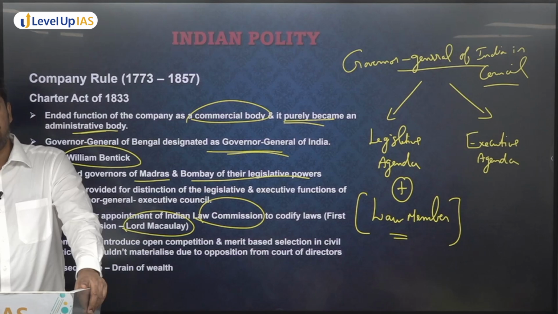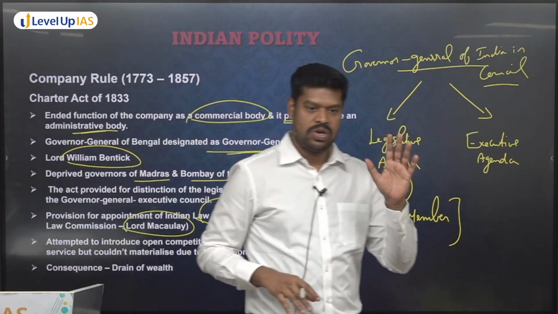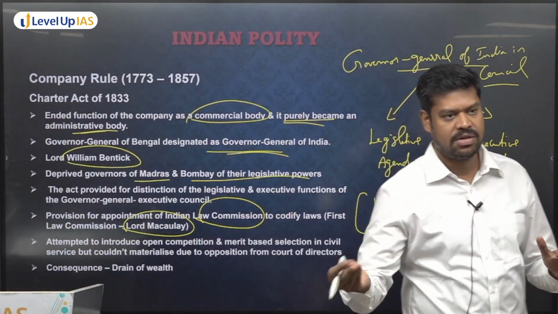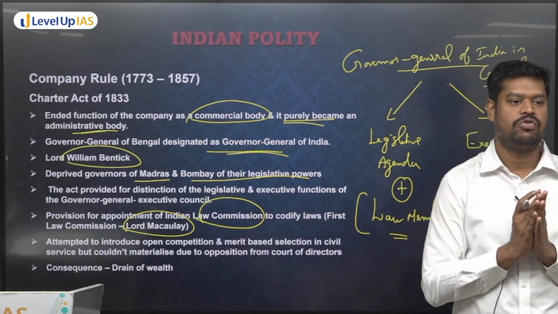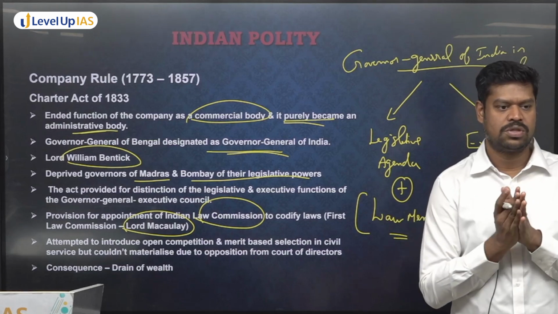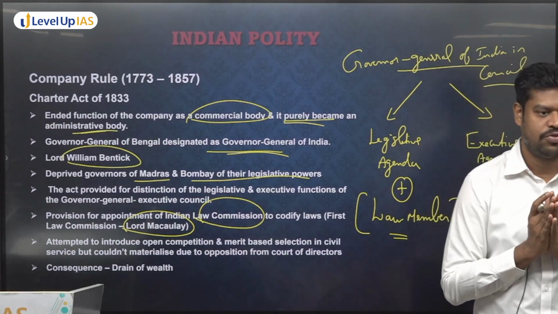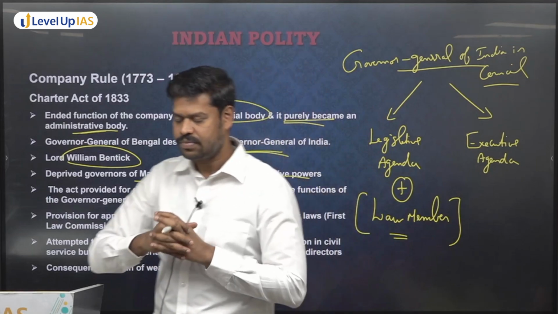It was the Court of Directors, not the Board of Control. The Court of Directors still continued to exist. They also had the money from the British, the taxes that were collected from the native Indians. The Court of Directors were not willing to allow for it. Now, why do you think that the Court of Directors would oppose this? Because if the company is more efficient, it is good for them. But they did not allow for it.